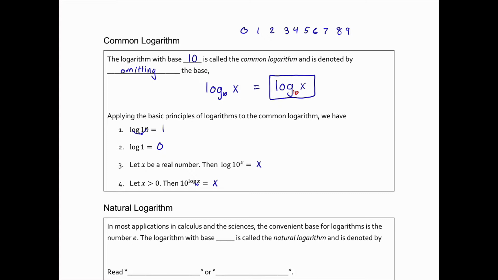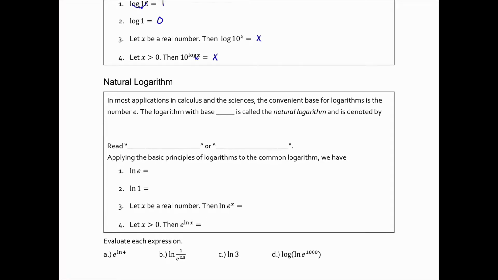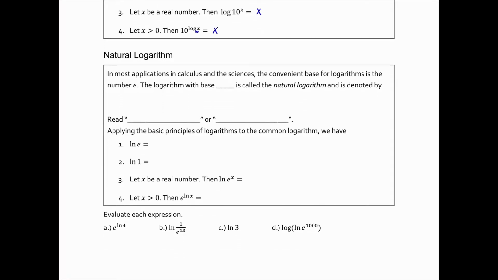The other type of special logarithm is the natural logarithm. The reason it's referred to as the natural logarithm is because it shows up a lot in the natural sciences, shows up in business models dealing with interest and the like, and we'll find in calculus that it does have a lot of nice properties. Again, e is about 2.7, but is still a number, so a logarithm with base e is the natural logarithm and is denoted by ln of x.